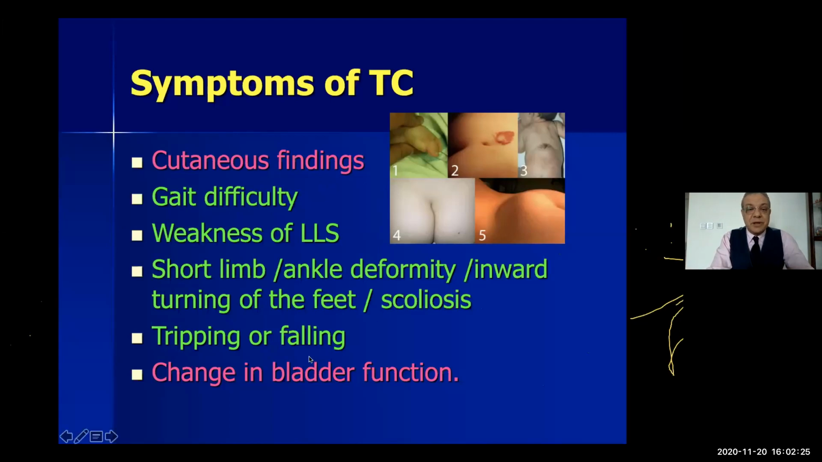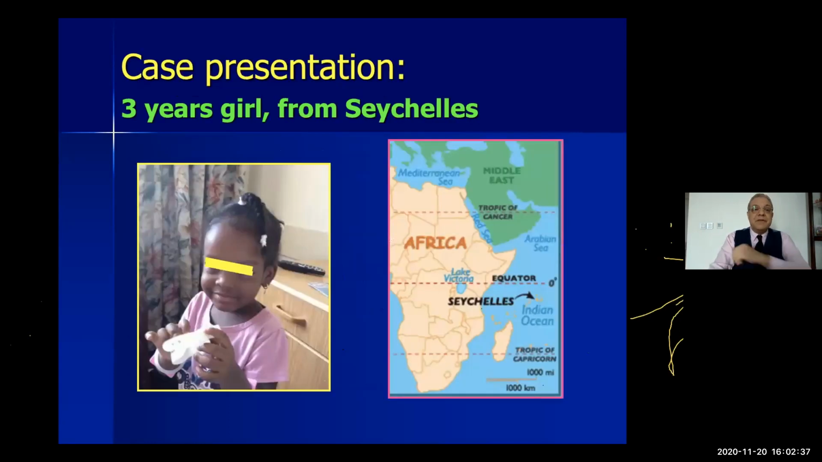We shouldn't forget about the sphincters. We usually, or in severe cases, have double sphincters. We have bladder incontinence. So when we go to our case, she actually is a lovely 3 years old girl. She's so cute. She's from Seychelles.